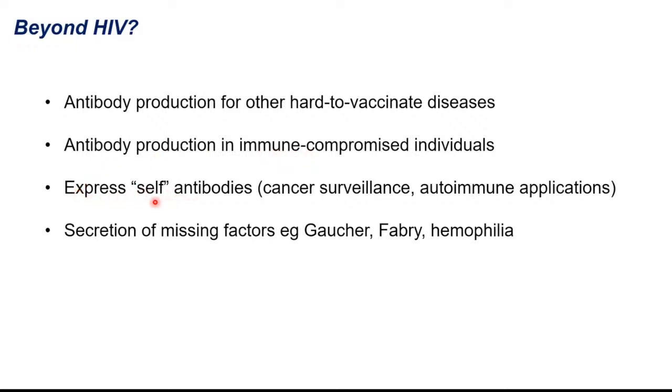We can also use this technology to express antibodies that normally would never be made. These are what we call anti-self antibodies, antibodies that actually recognize a natural protein in the body, such as something that's on the surface of a cancer cell. They're self, if you like, so we can't vaccinate to make them, but we can artificially put them in. And then, as I mentioned also, we can think about, beyond antibodies, secreting factors that are missing in different genetic diseases.